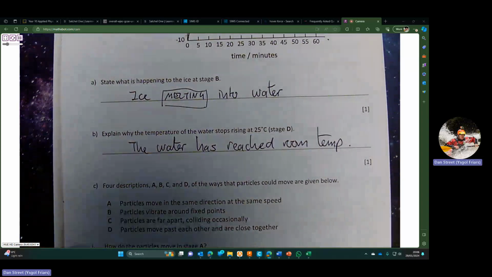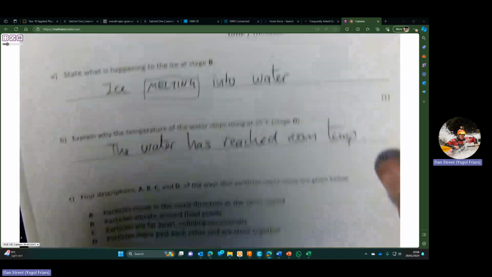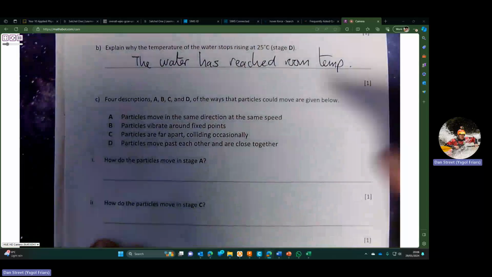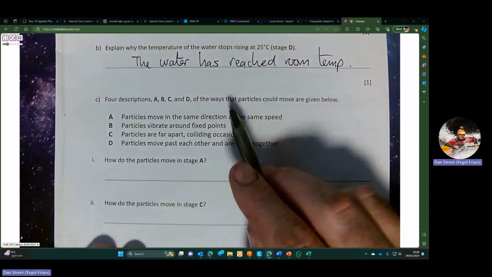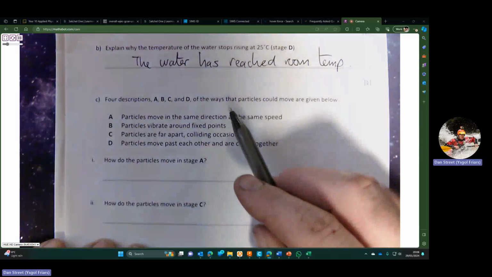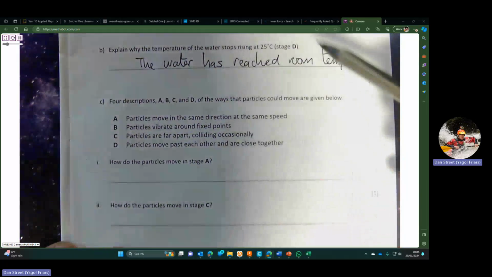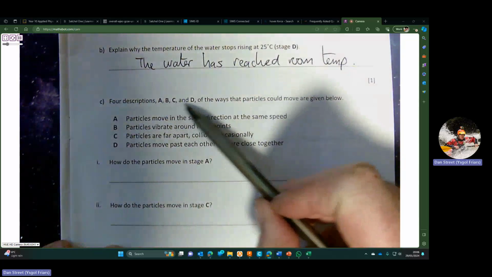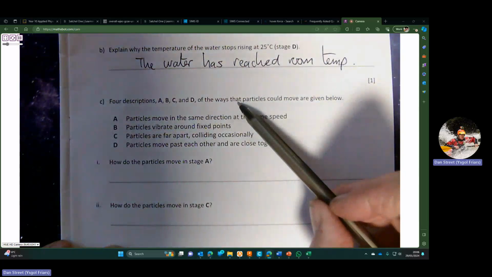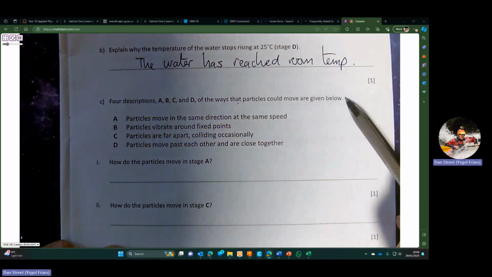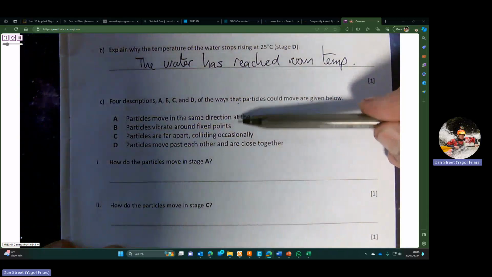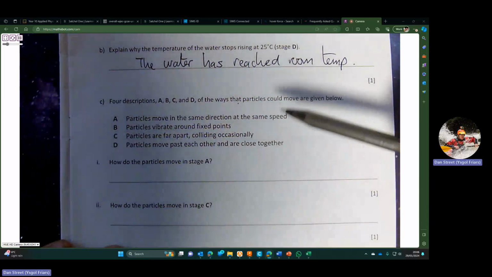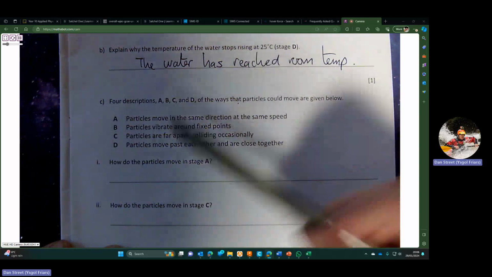Okay, which is 25 degrees Celsius. Now then, this next question did confuse lots of people. I did try and give you a little bit of guidance during the test, but I don't think that was taken up very much. So 4 descriptions, A, B, C, and D, of the ways that particles could move are given below. Okay, so these 4 descriptions here are the ways in which particles could move.